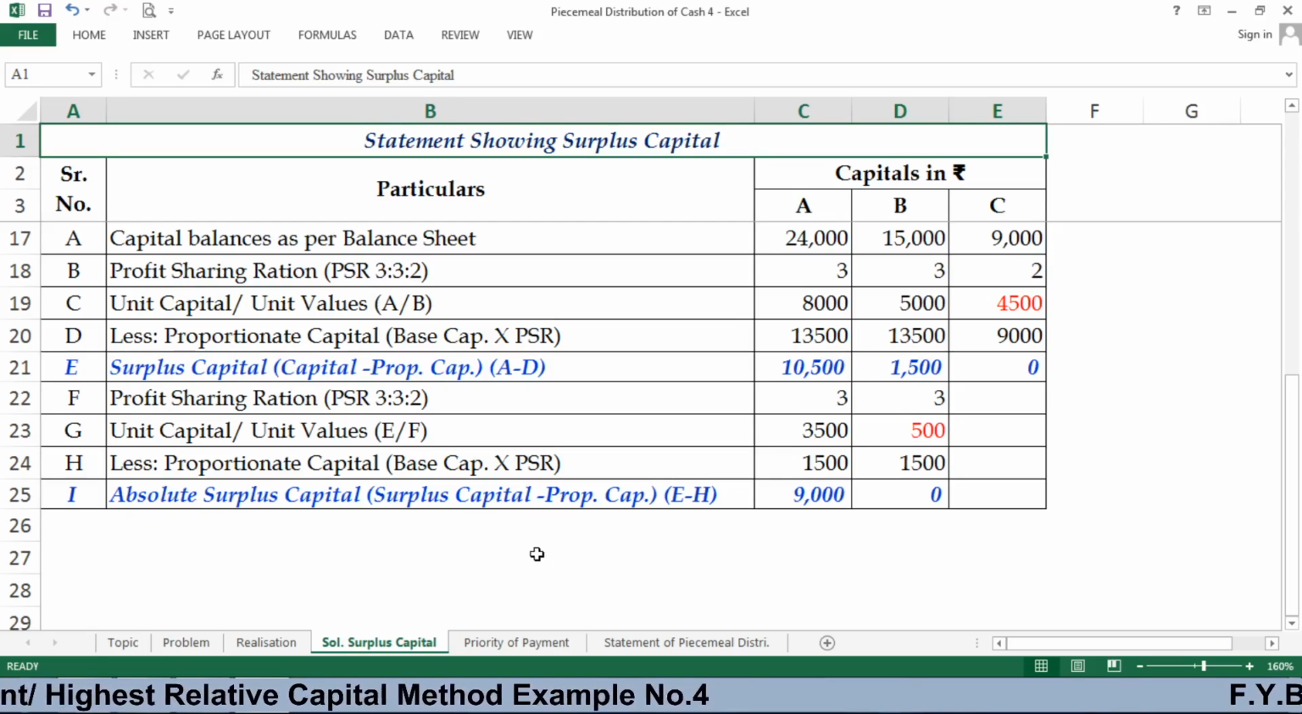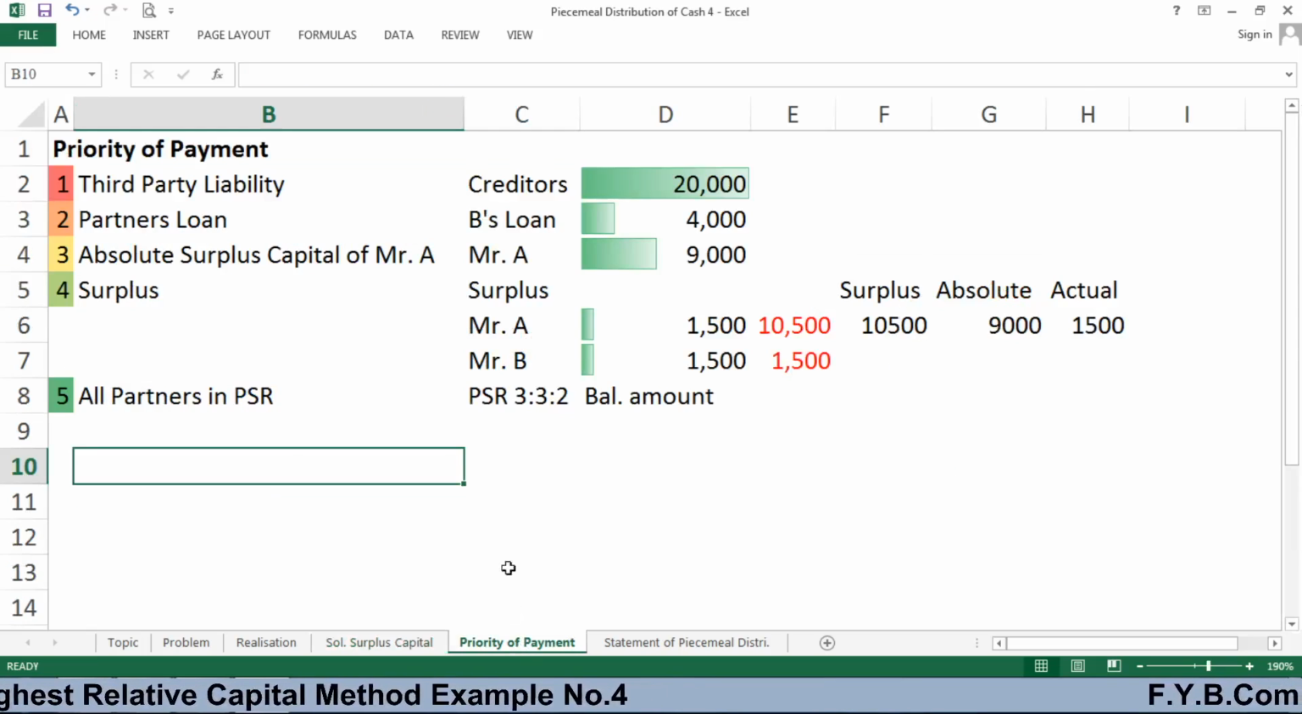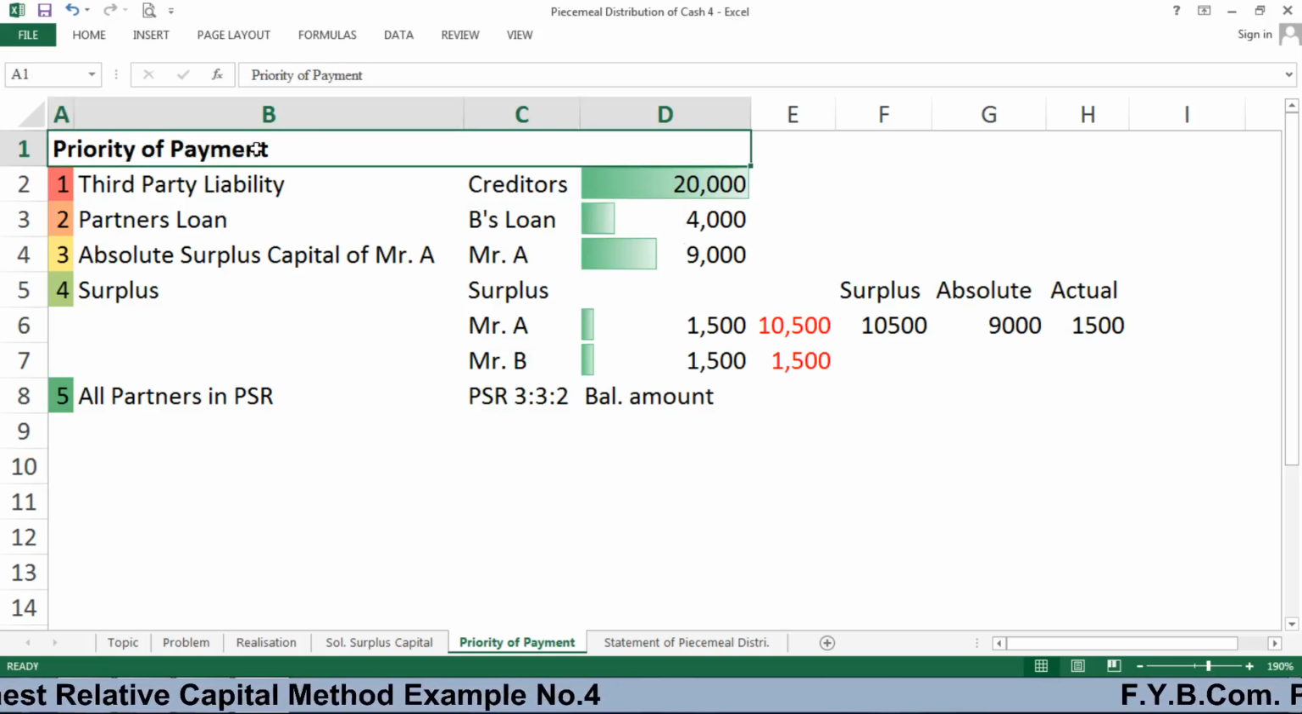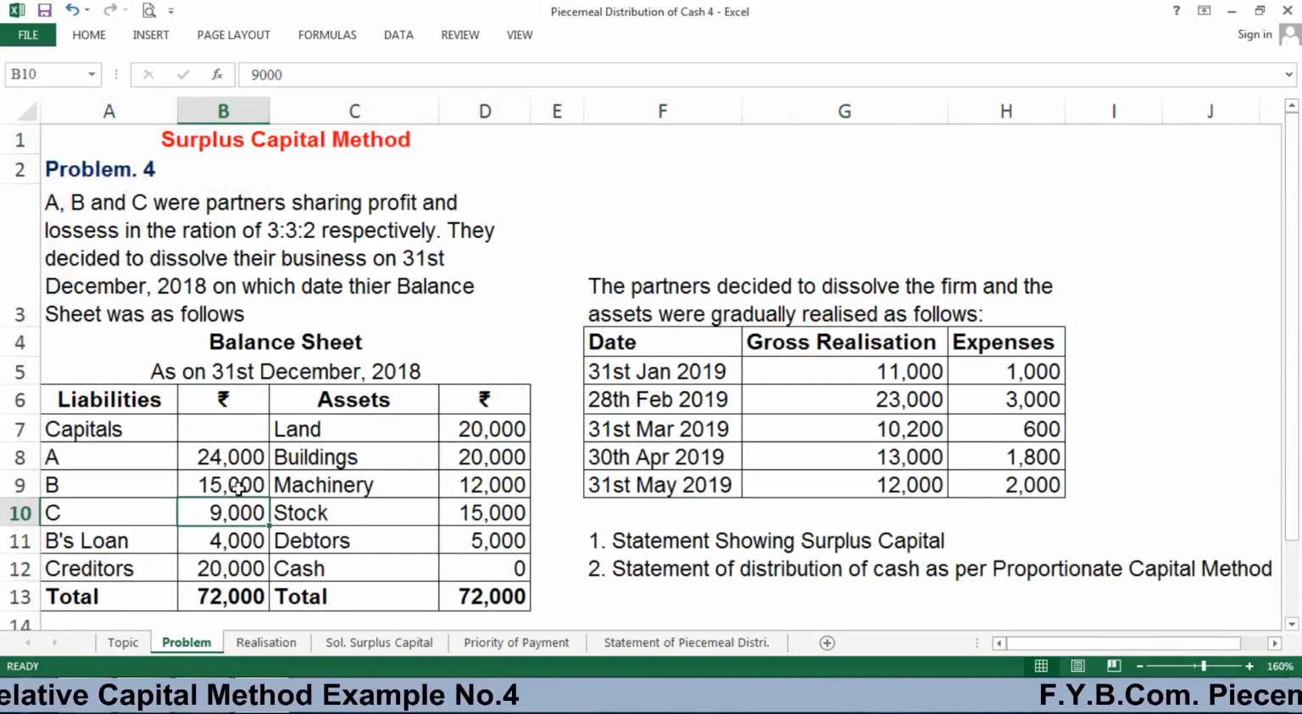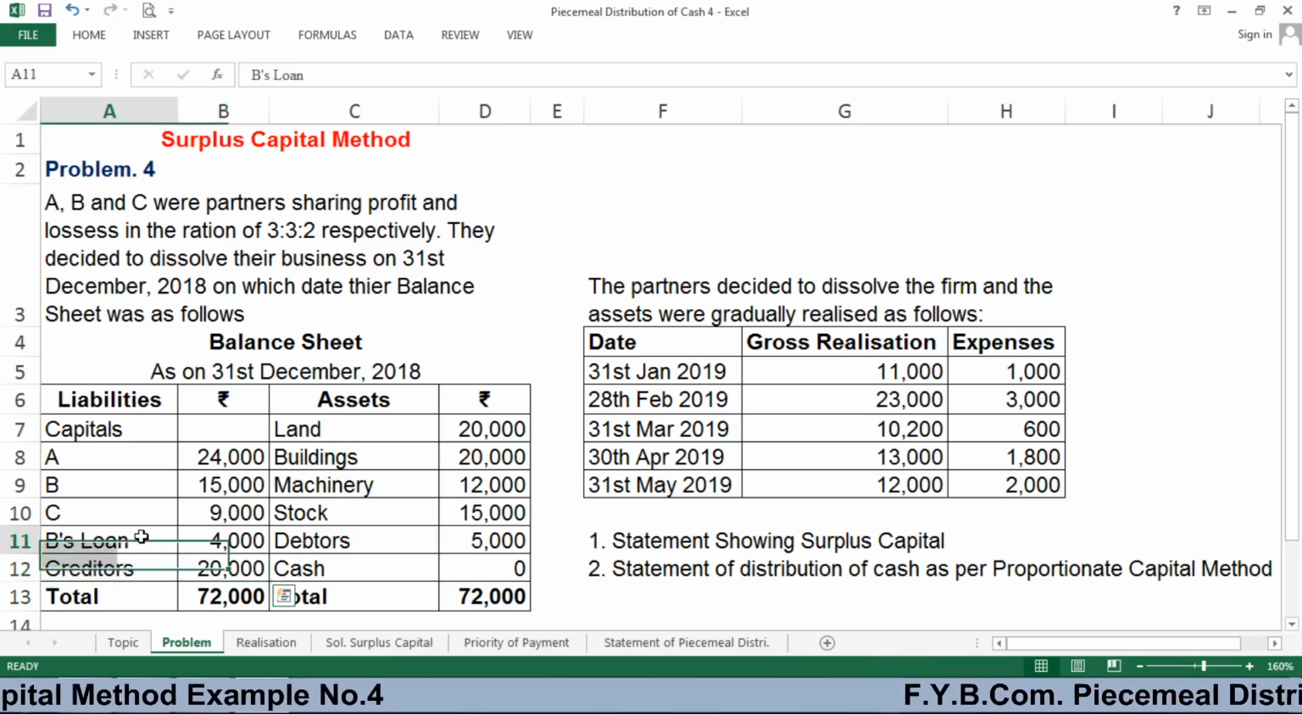Now let us start our priority of payment, or you can make a priority of whom we have to pay first. So the next step is payment of priority, or priority of payment. In this way you can calculate the priority. For this you have to see the problem. Here you can see the example. B's loan, that is partner's loan, is 4,000 and creditors are 20,000. So here third party liability is creditors and B's loan is internal liability. So first of all we will pay rupees 20,000 to creditors.